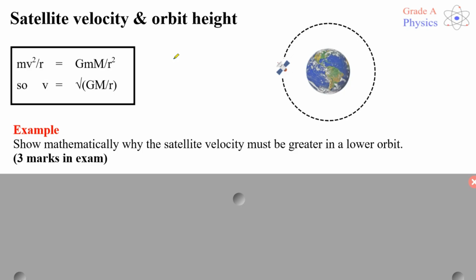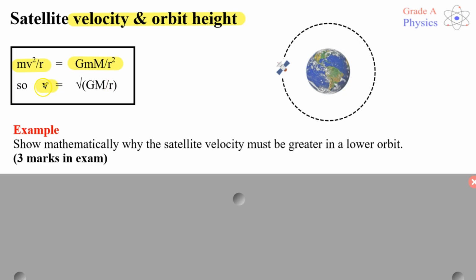One more thing to consider with satellites is the relationship between velocity and orbital height. So we've already said that the centripetal force is provided by the gravitational force of attraction, and we use this starting point here to derive Kepler's third law. So what we could do is tidy this up a little bit, because we've got little m, we can get rid of that, and we can get rid of one of the r values, and then make v the subject.